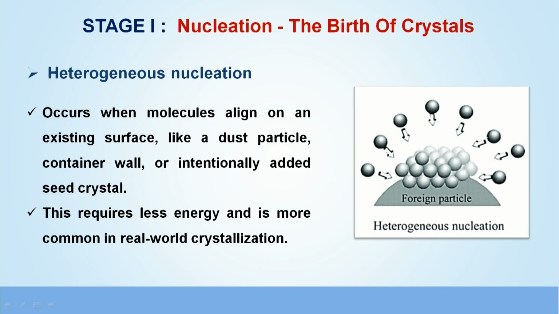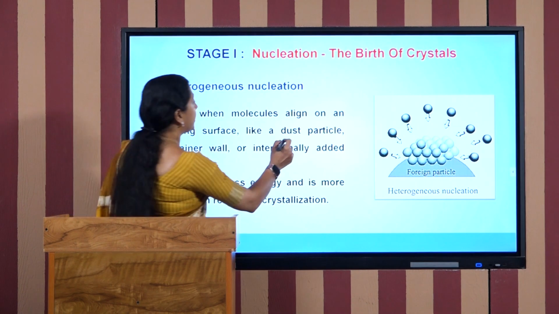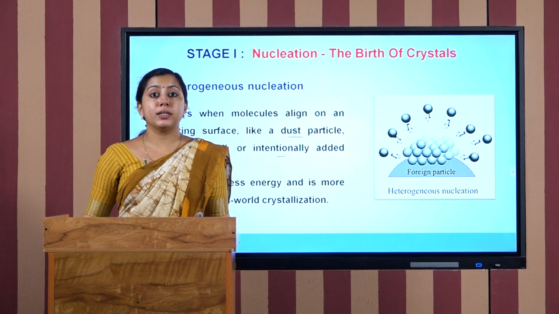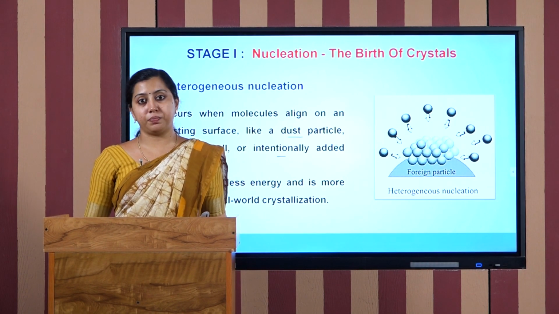Now, the next type of nucleation is heterogeneous nucleation. It occurs when molecules align on an existing surface like a dust particle, a container wall, or an intentionally added seed crystal. So, we will have a foreign particle like a dust particle or a container wall, and the tiny ordered molecules can align on its surface. That is called heterogeneous nucleation, and this requires less energy and is more common in real world crystallization.